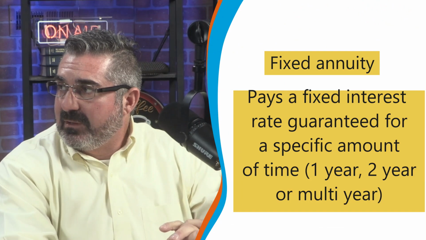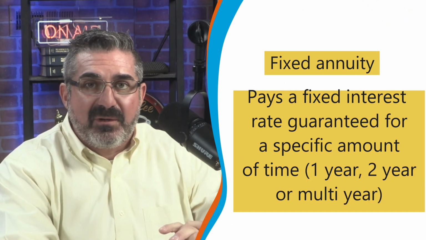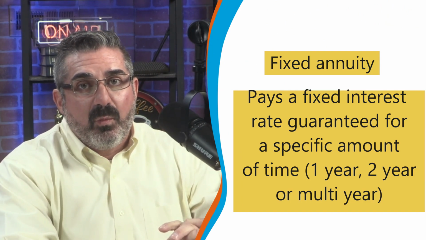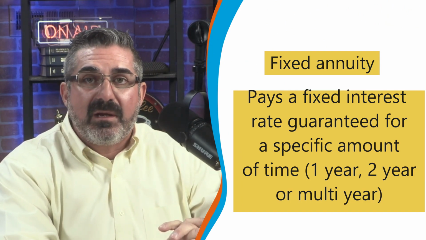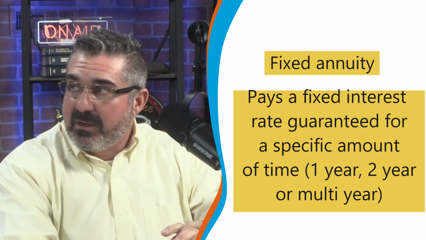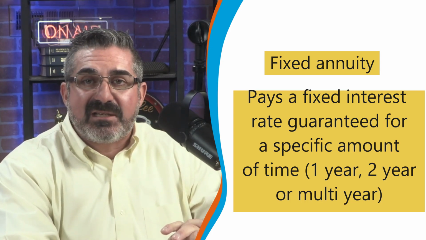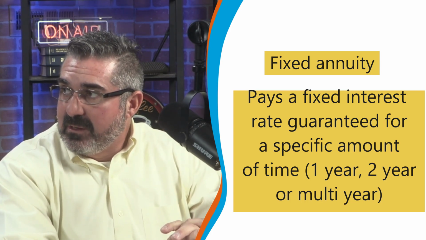That's an immediate annuity. The next type of annuity is just a fixed annuity, plain old fixed annuity. You give the insurance company a lump sum of money into a fixed annuity. Fixed means that the interest rate is fixed. It could be fixed for the 1 year of the contract, or it could vary from year to year, but there's no risk of investment loss because it is a fixed interest rate.